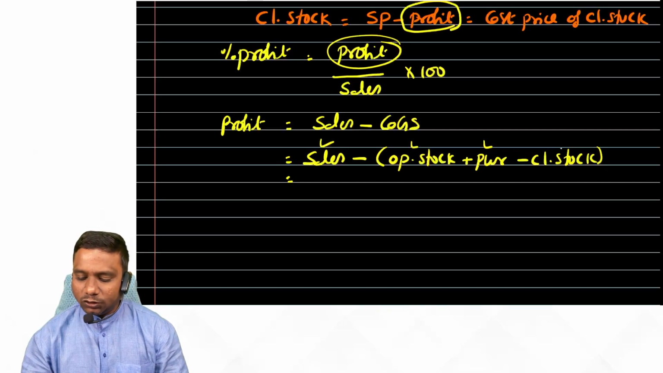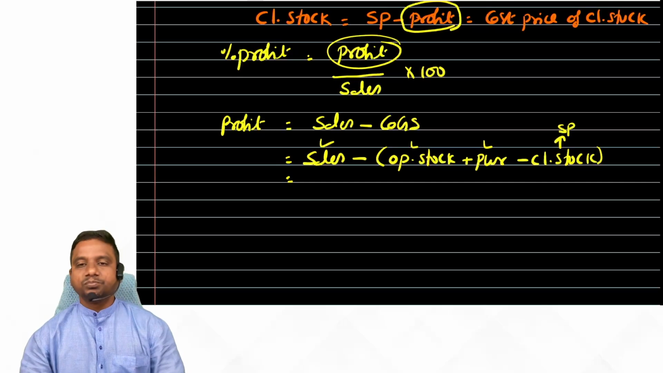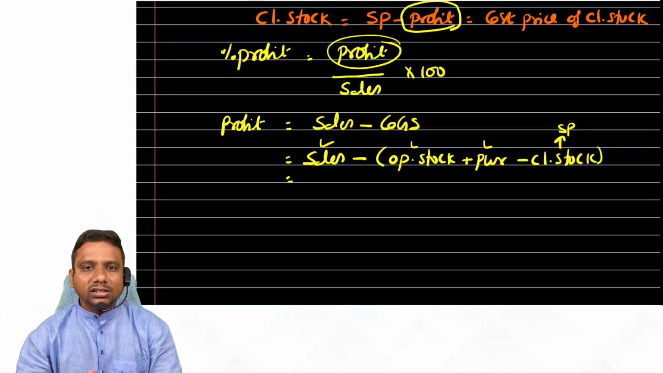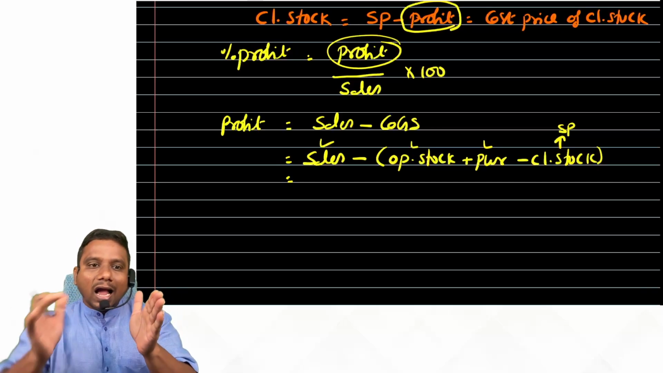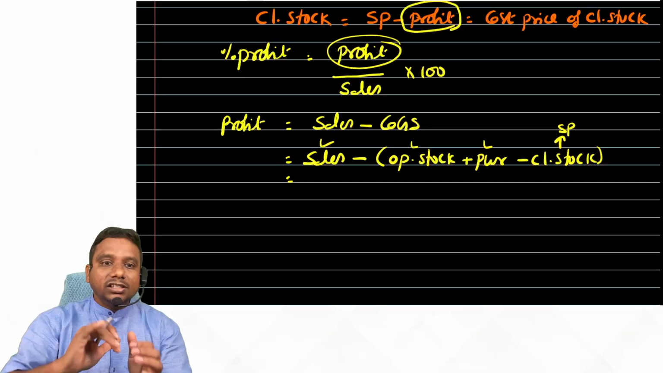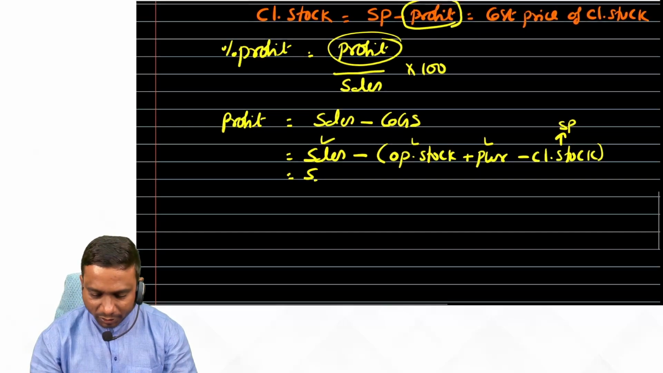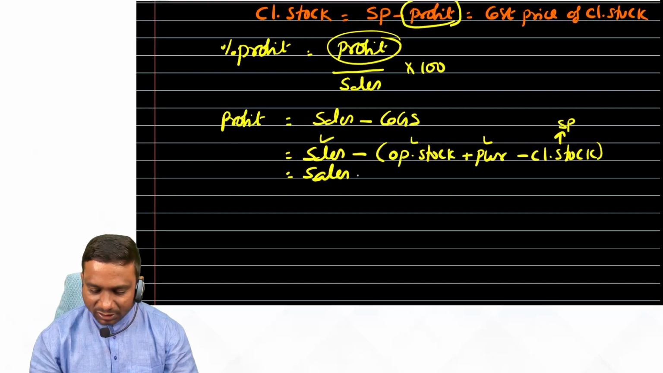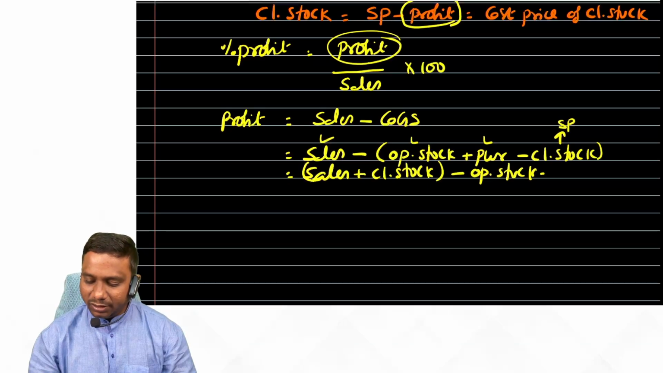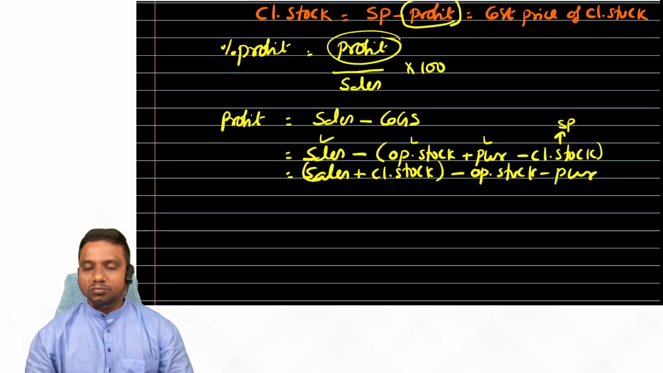But here, the closing stock is at what price? Selling price. Now, what we do is, for the sales, we add this closing stock also. How, sir? Look at sales, minus opening stock, minus purchases, plus closing stock. Observe, students.